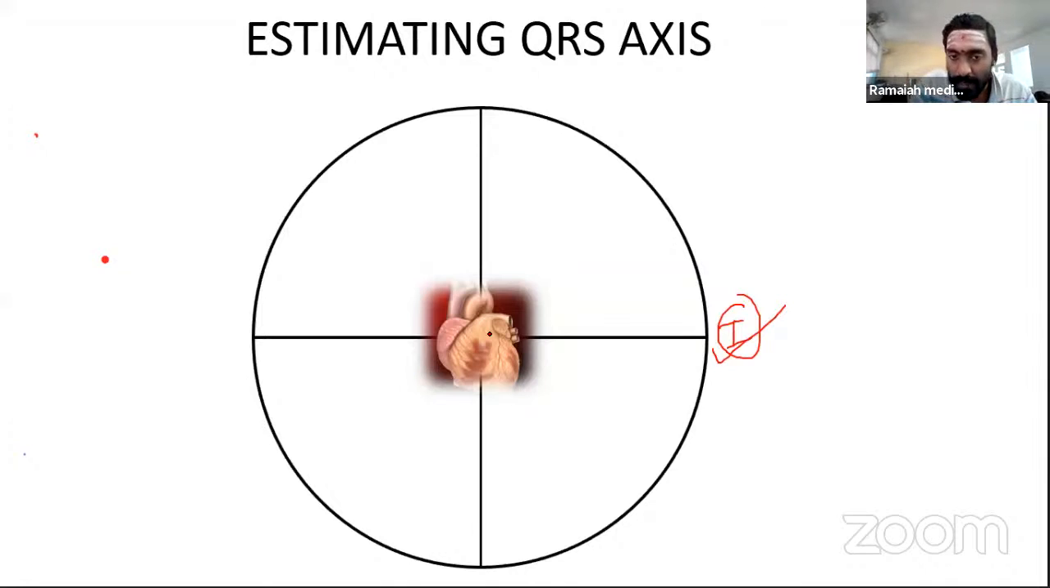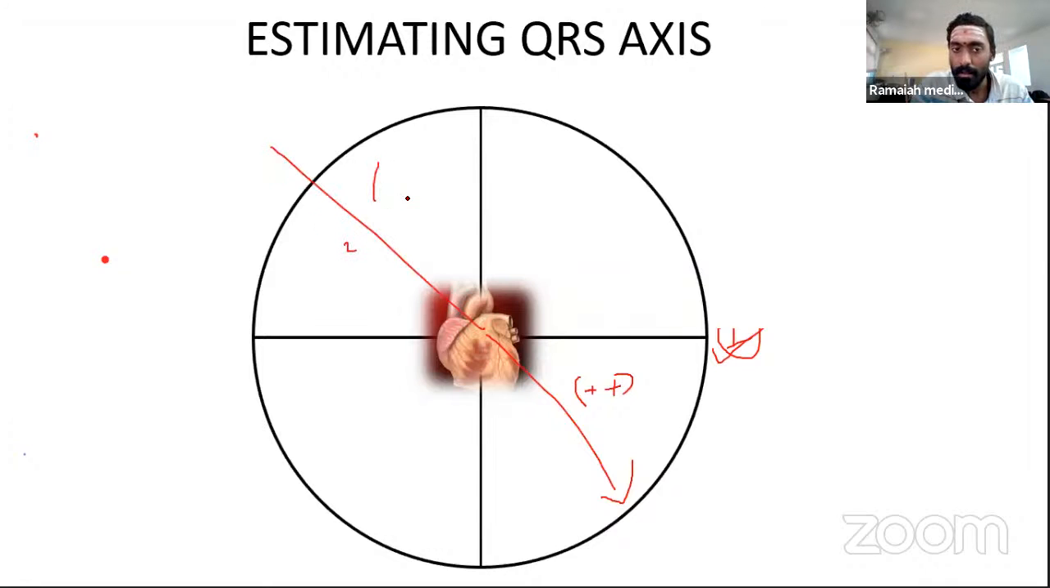So if an electrical activity is going to be here in this direction, what would be the coordinates now? Can you tell? Plus and plus. Very good. If it is now here, what would it be? If it's in this direction, negative. Very good. You have understood it.